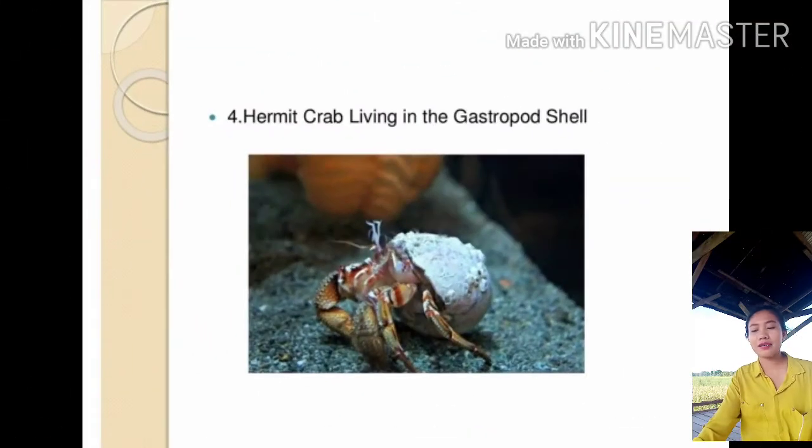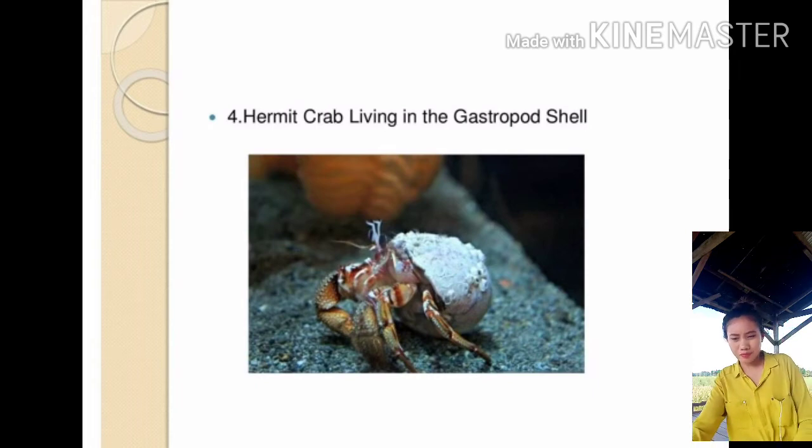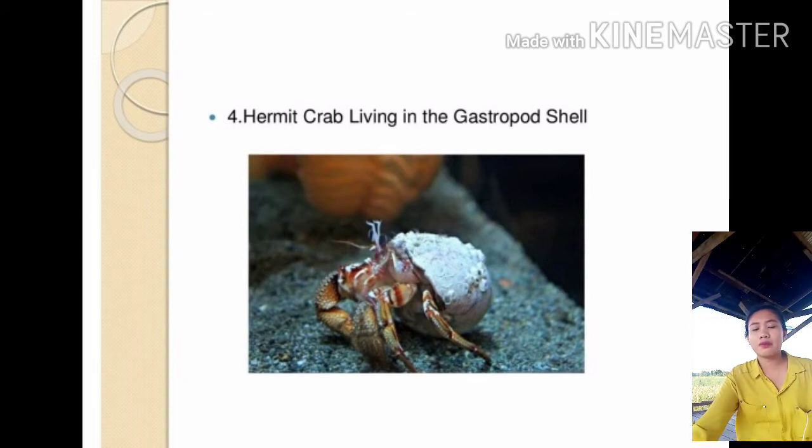We have the last example, the hermit crab living in the gastropod shell. Actually, we have more examples. However, we will just discuss few. Have you seen a hermit crab living in the gastropod shell? Have you seen a gastropod shell? Gastropod shell is where the hermit crab lives. It moves around with that gastropod shell.